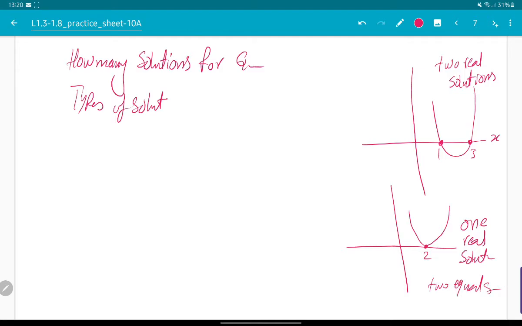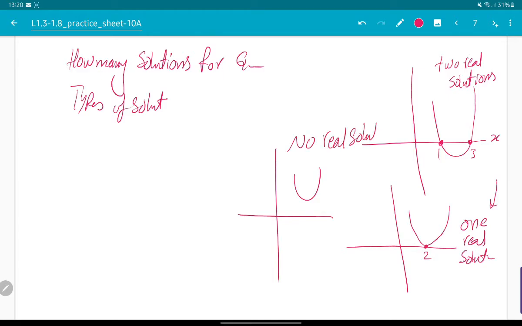I'm mentioning this because when you go into advanced math, you will find that there are two solutions, but they are equal. Here we can say it's one real solution. Okay, what about this one? This one doesn't intersect even with the x-axis, so we can say it has no real solutions. But I told you that we should have two solutions. We have here two real solutions. We have here two equal solutions.